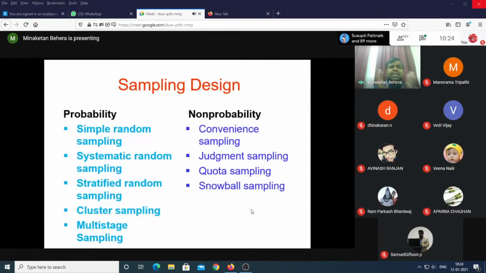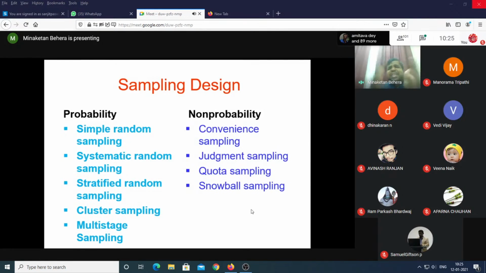Now, second, systematic random sampling. Remember one thing: the first condition for applying this is that the population should be known. If you go for systematic random sampling, you know the population beforehand, like a voter list, Anganwadi workers, BPL households.